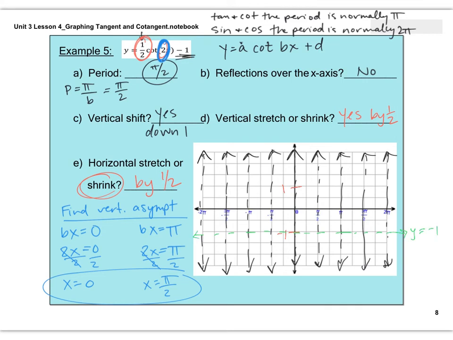Now, divide each period into quarters. So I'm going to divide it like this with these yellow little tick marks. I'm going to divide it into fourths. So I had to put 3 tick marks so that I get 4 sections. You're not reflecting over the x-axis. You did shift down. You need a vertical shrink by a half.